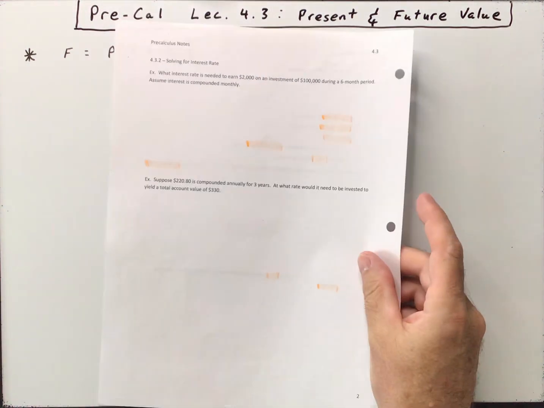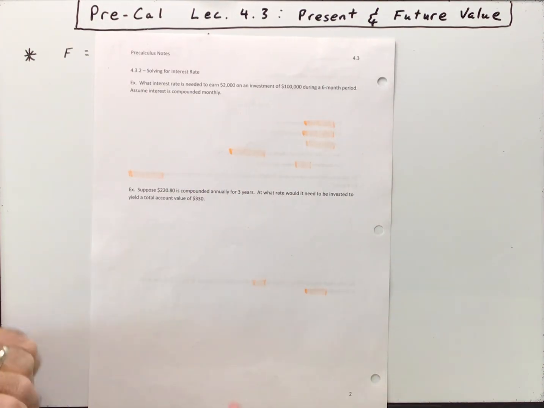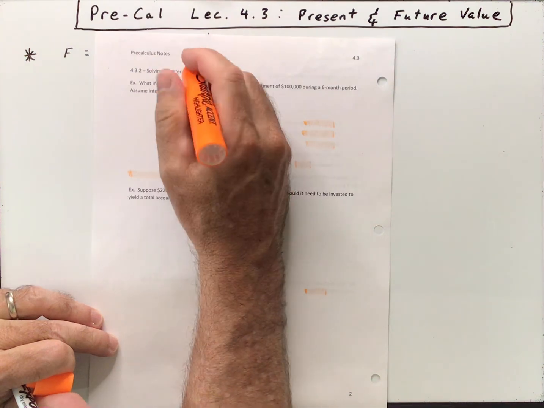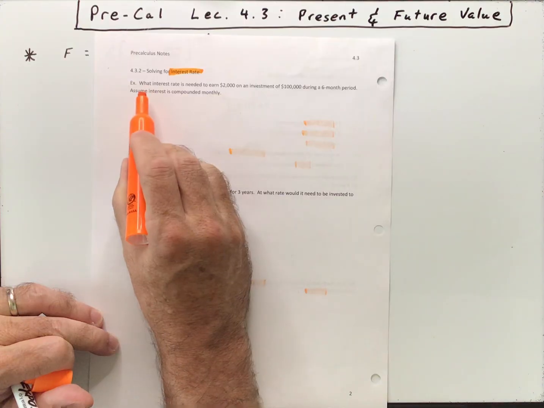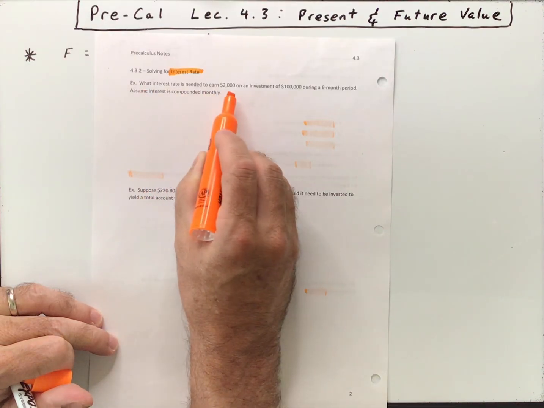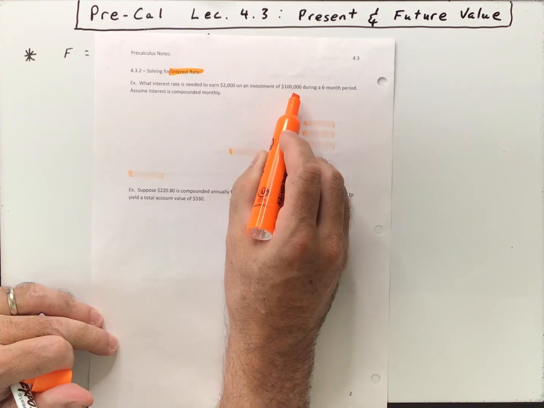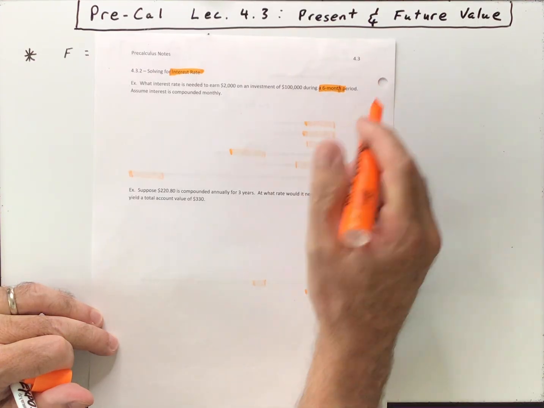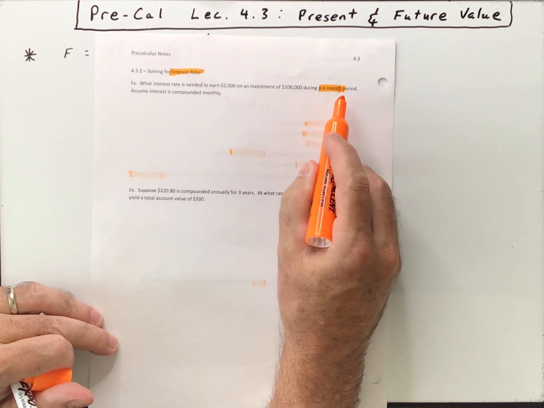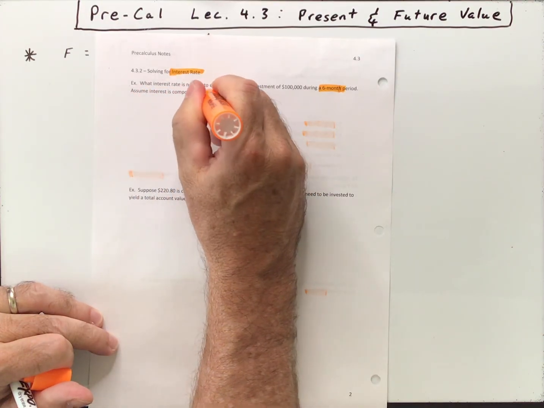So if you flip your notes over to the back, we're now in section 4.3.2. And this time, instead of solving for F or P, we're going to solve for interest rate. So our first example on the back is what interest rate is needed to earn $2,000 on an investment of $100,000 during a 6-month period. Okay, 6 months. We haven't dealt with times less than a year yet. So 6-month period. And assume interest is compounded monthly.